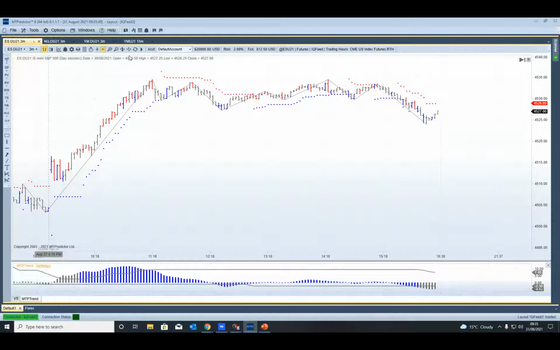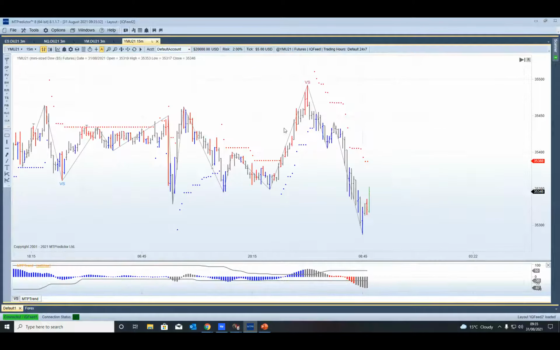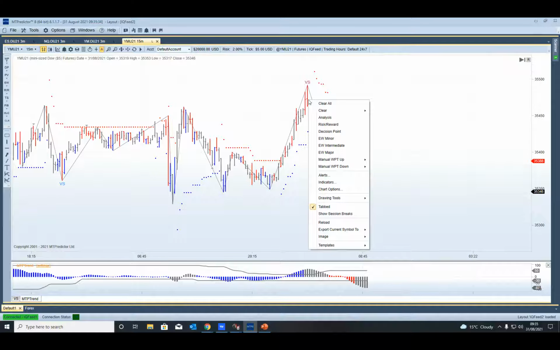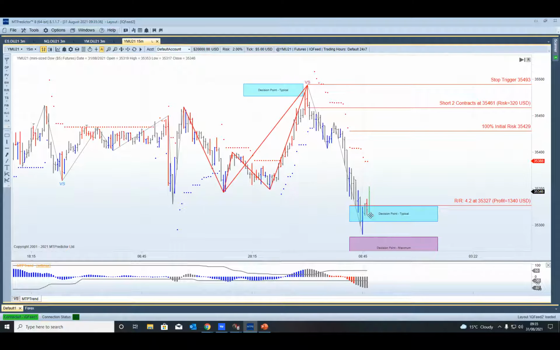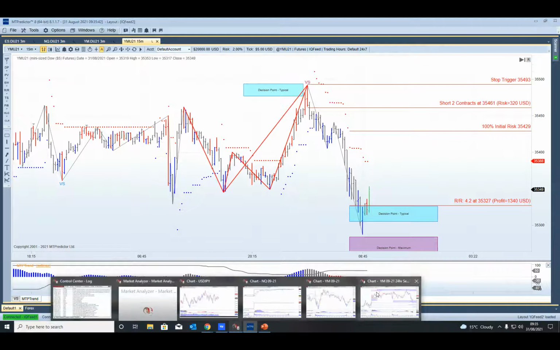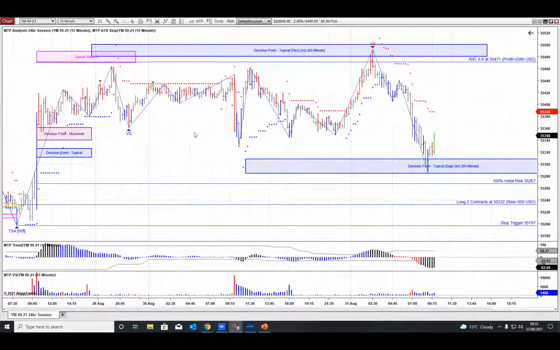Same with our standalone version. If I pull that up, here's our standalone version. There you go. There's your VS sell coming in exactly the same there as well. So whether you're using our standalone version, the TradingView charts, or the NinjaTrader add-ons, they will be the same trade setups that come through. So that's the basics of what we're looking to do with MT Predictor.